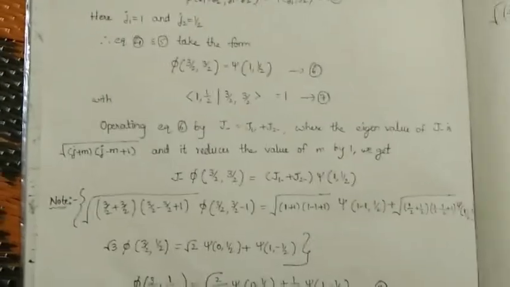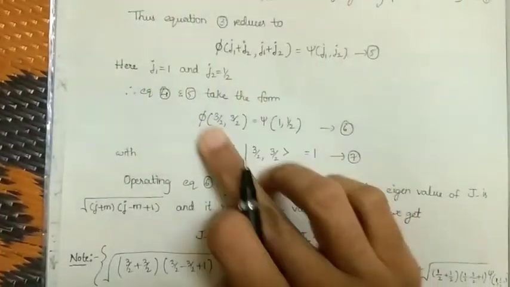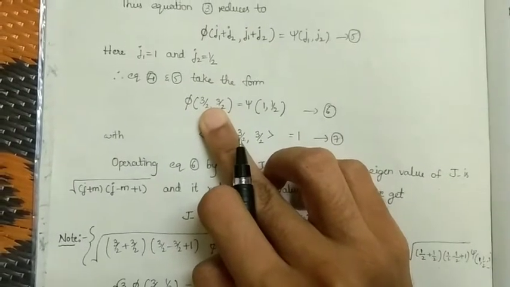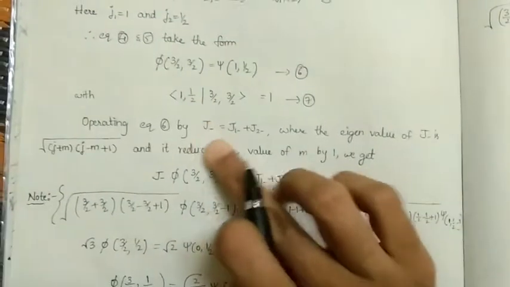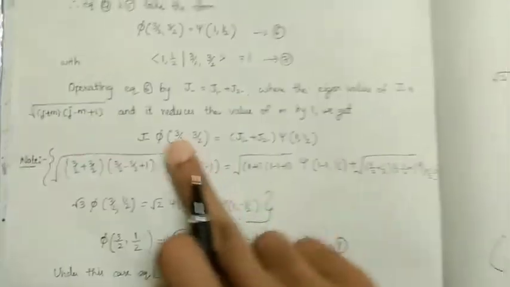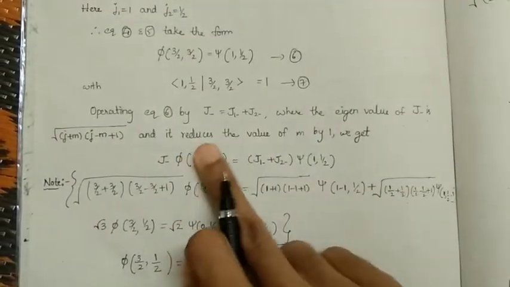So next thing what we have to do is, we are starting from maximum possible values. That's why we have taken m1 is equal to j1, m2 is equal to j2. Now we can operate it with j minus, because it just keeps on reducing the value of m by 1. So here it is mentioned, reduces the value of m by 1. So it would keep on reducing.